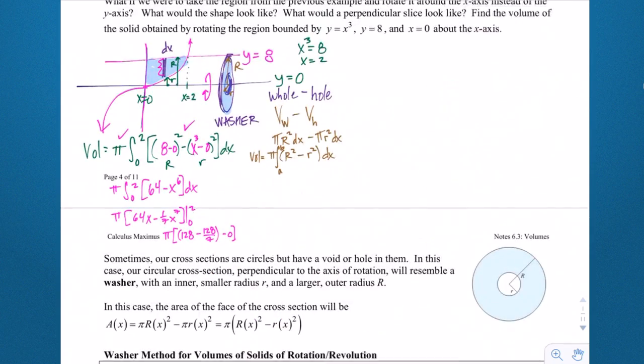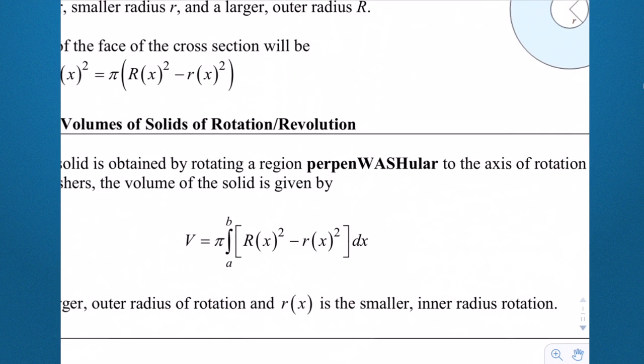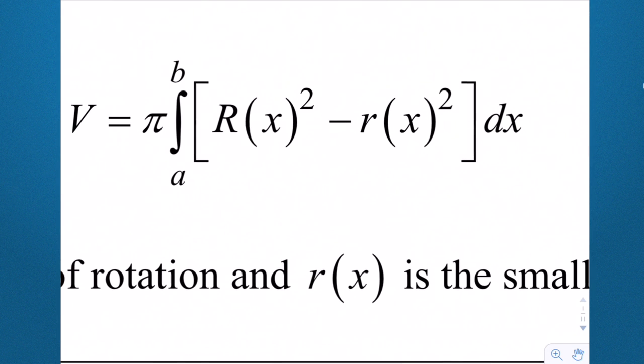Perpendicular, or in this case, perpendicular. So here's the summary of the washer method, perpendicular. Big R squared, just like before, but now minus little r squared. And we want to do it as a single integral. Big R squared minus little r squared, pi out front. Don't forget the pi. It goes out front, right? Life's too short, eat pi first. Put it out front.